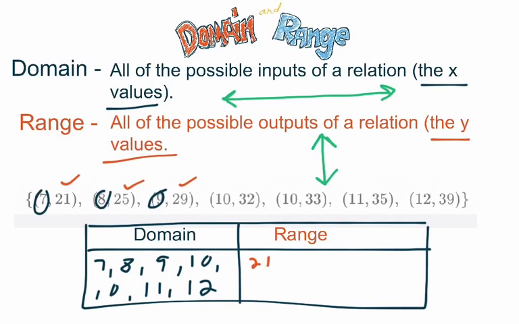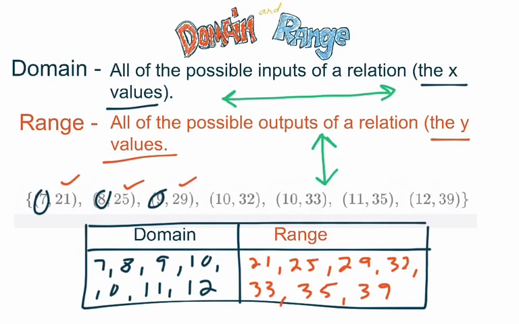21, 25, 29, 32. Now let's go with 33, 35, and 39, right? 35 and 39. Okay, so very similar to our ordered pairs x and y values. This is what domain and range is. This is kind of how they're defined. This is what we see.